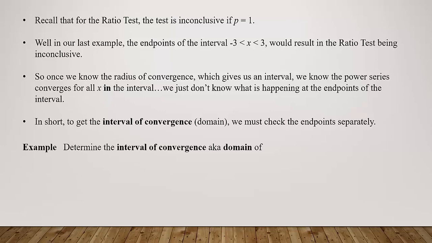So folks, let's continue that last example. Let's get the interval of convergence, also known as the domain, of that series that we did in the last example. So I'm going to head off to the chalkboard. I'm going to pick up with us knowing the radius of convergence was 3, and it gives us the interval -3 to 3. And we're going to crank through, just checking the endpoints.